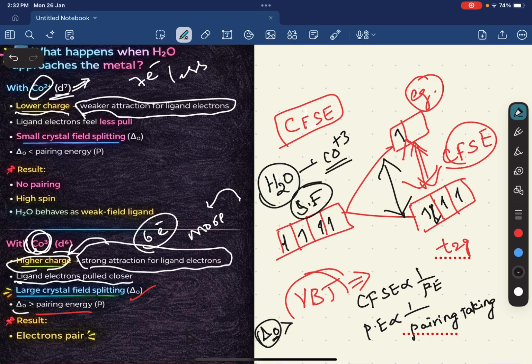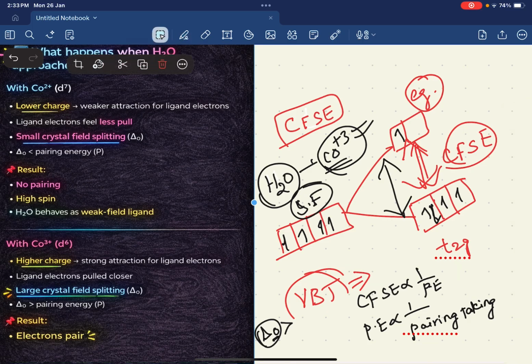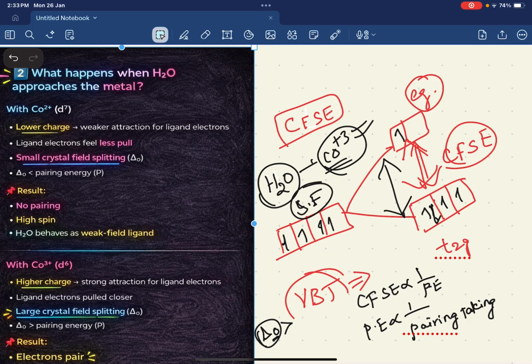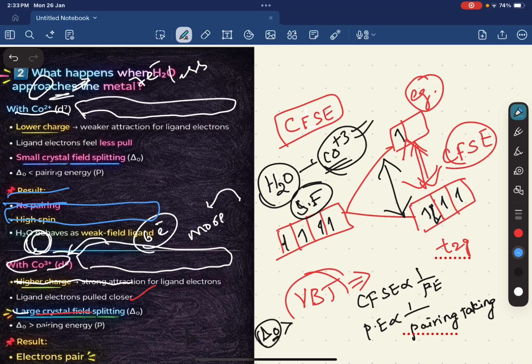So it's not the nature of H2O that changes. H2O is always a normal ligand. Depending on the metal charge, the behavior of H2O changes. That's the conclusion point, students. So these are the resultant. No pairing takes place here, and in the high spin complex H2O behaves as weak field. So instead of knowing this logic, students just generally remember, which is not the correct way to analyze. Okay, hope it is clear.